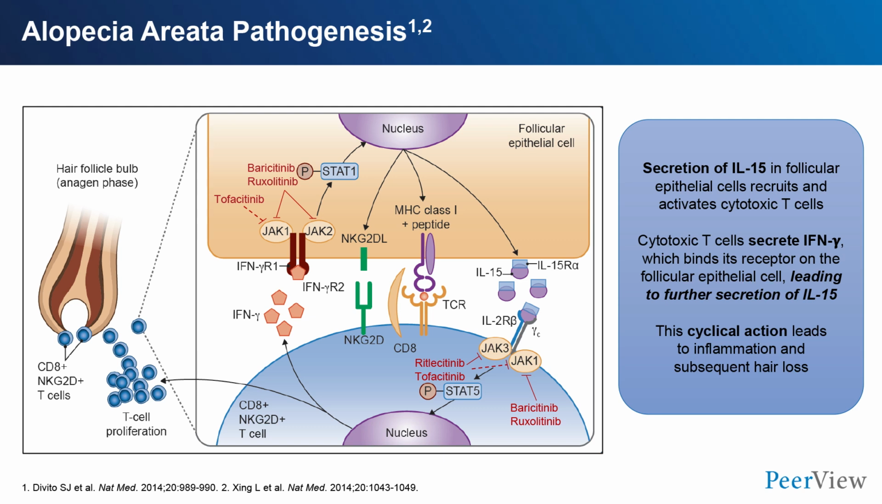So you get this cycle of inflammation occurring between the hair follicle and the white blood cell. And this cyclical action leads to inflammation and subsequent hair loss. There are many, many other things going on, communication areas going on between these two cells, and we're still figuring out how they're all working. But for right now, we've got this JAK-STAT pathway that we can actually block, and that's how we get into stopping the cyclical action that leads to inflammation and subsequent hair loss.